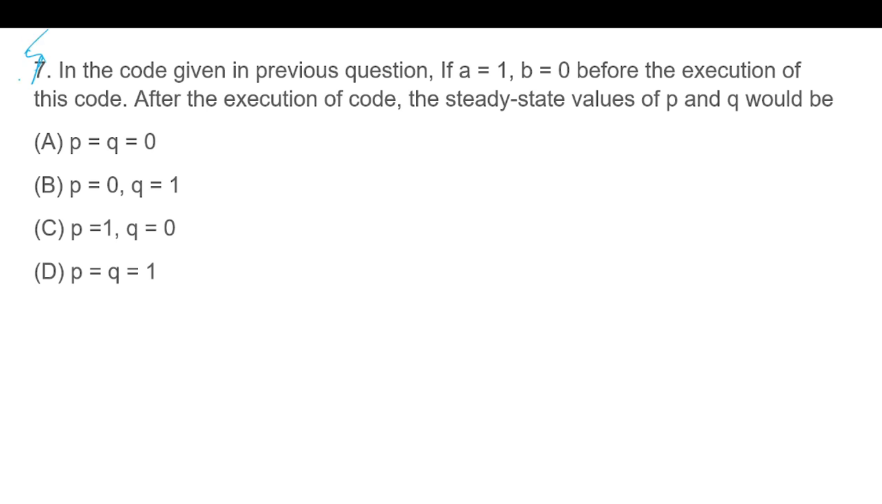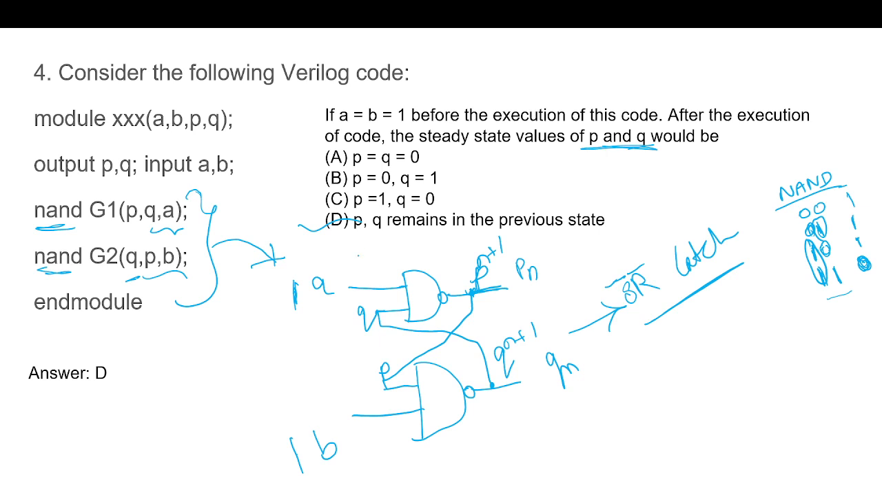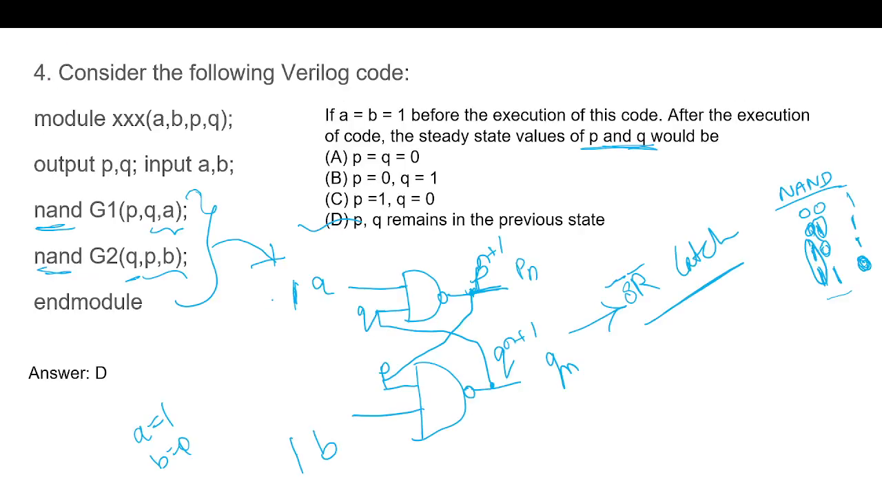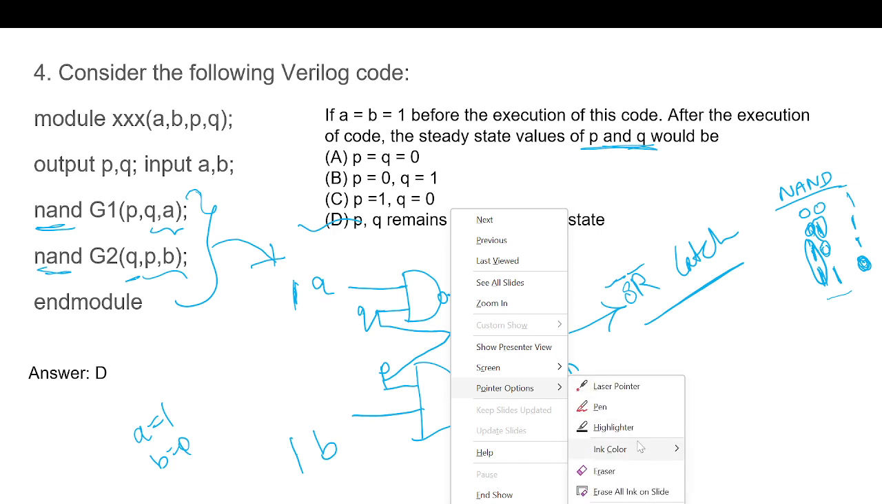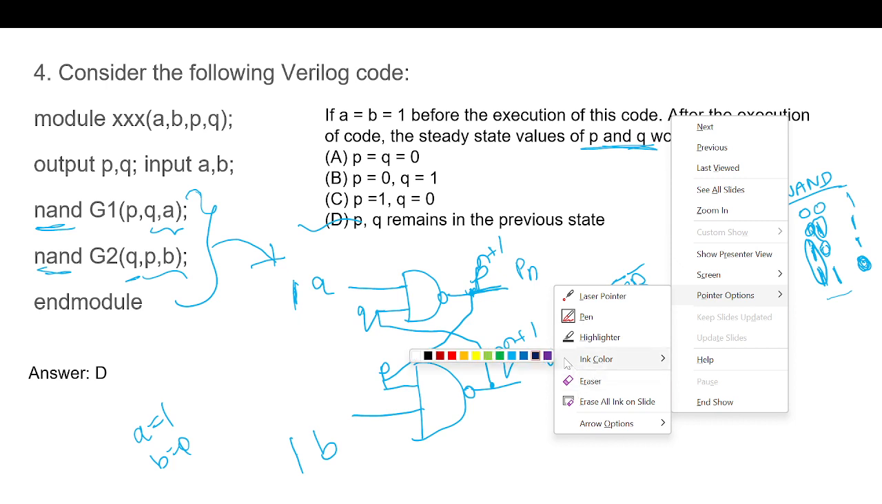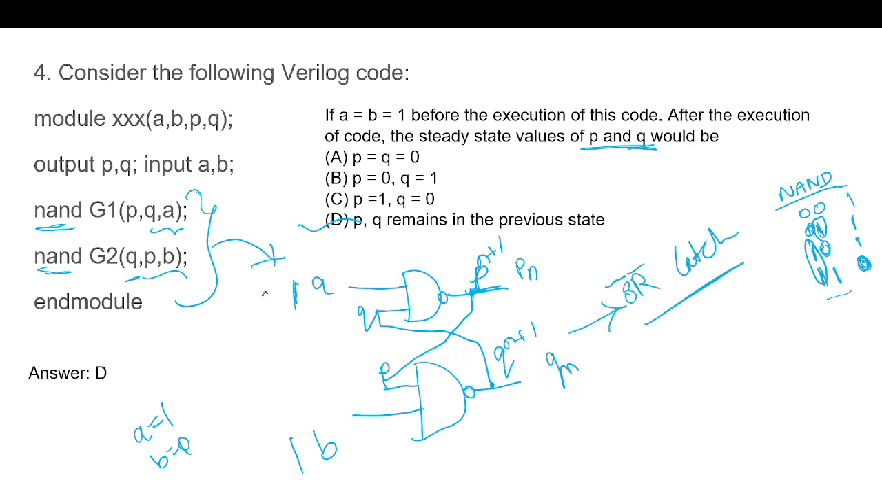The fifth question. In the same code, if I have A equal to 0, A equal to 1, B equal to 0, after the execution, the steady state P and Q will be? If I have A equal to 1, B equal to 0, then what will be the P and Q values? Say I have A as 1 and B as 0.